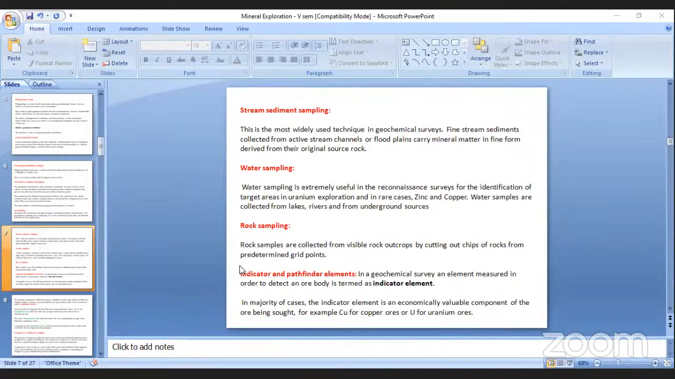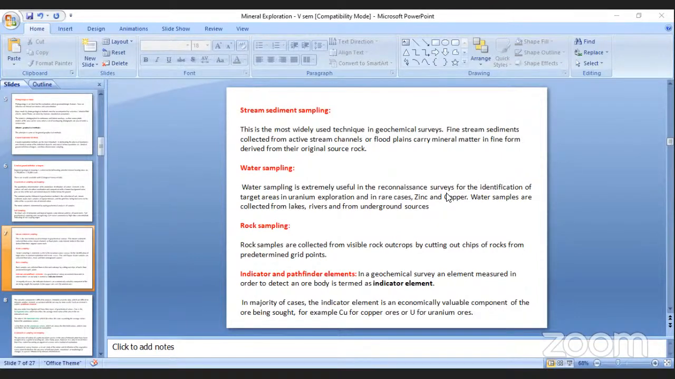And the next one is indicator and pathfinder elements. I also told you about that in the last class. In a geochemical survey, an element you measure in order to detect an ore body is called an indicator element. But in many cases we don't know the indicator element. For example, if you are searching for uranium, I don't know how to find uranium directly.